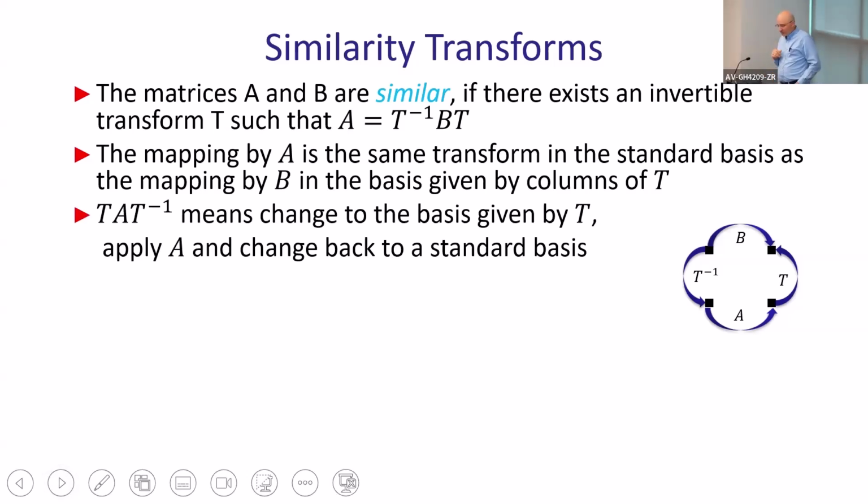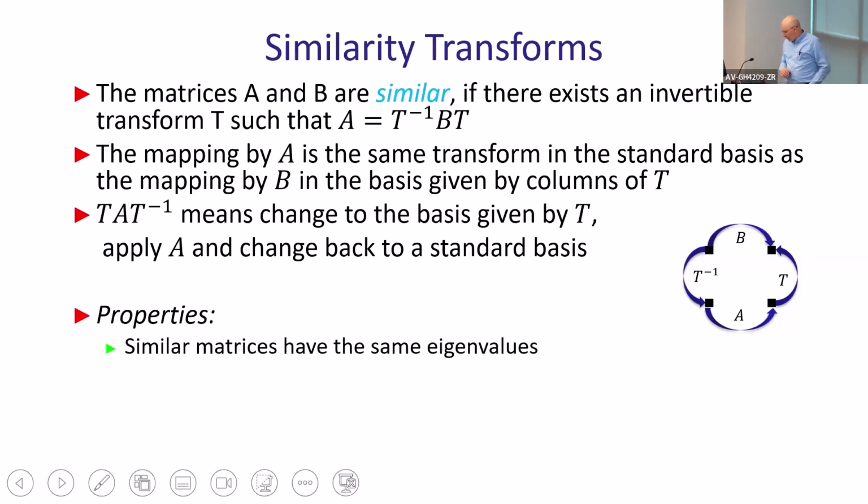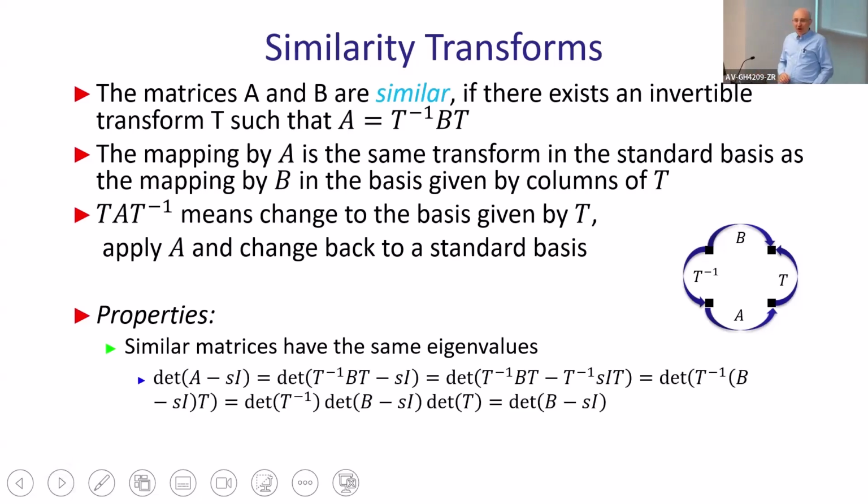Now, there's also change of basis. And again, we talked about basis as a system of coordinates, in a sense. And you're just mapping the system of coordinates back and forth using this T transform. As I mentioned, they have the same eigenvalues, and here is why.